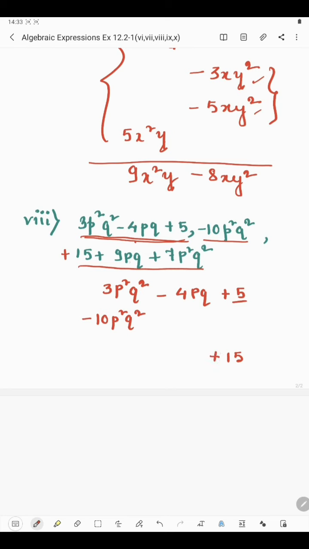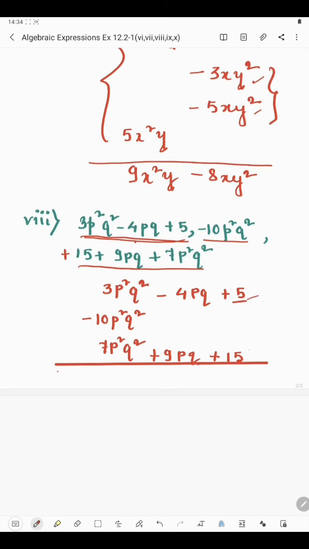Now next we have 9pq. 9pq we have to write below the pq term, so here we will write 9pq along with the sign, and then we have 7p square q square, so that should be written below the p square q square term, so it should be here 7p square q square. Okay, now we will have to add these 3 expressions.